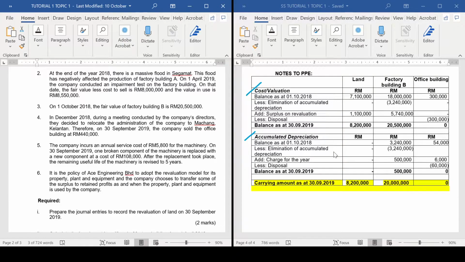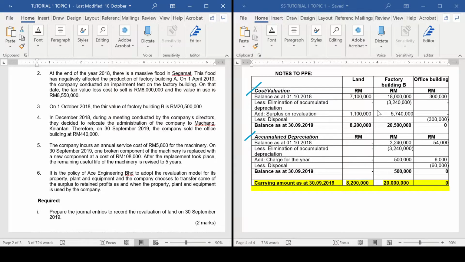Debit accumulated depreciation, meaning deduct from accumulated depreciation. Credit factory building B, meaning we are going to minus from factory building B. For what reason? For the elimination of accumulated depreciation. Step number 2, to restate.